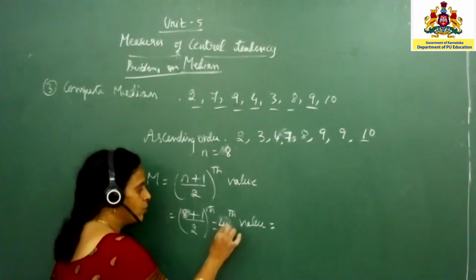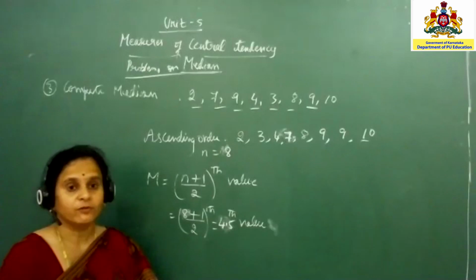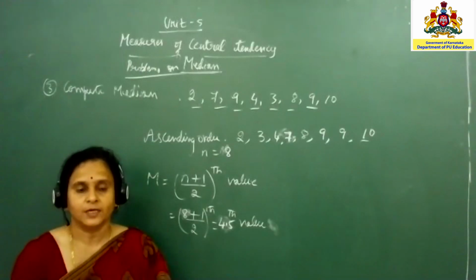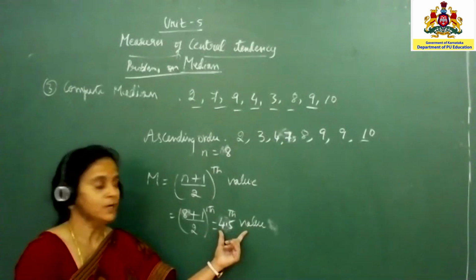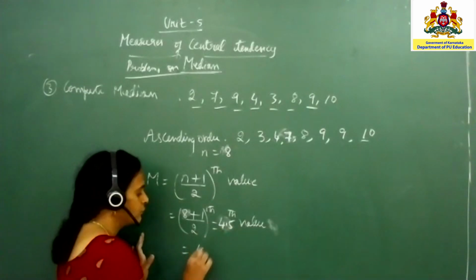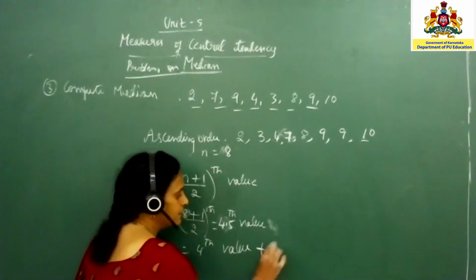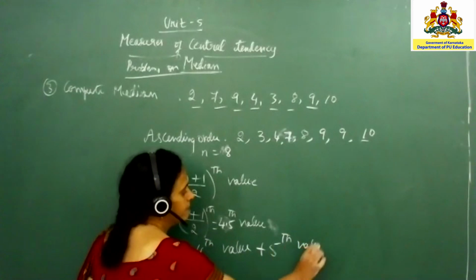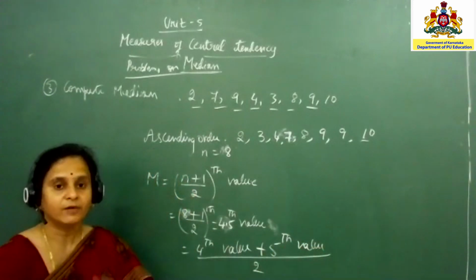It is the 4.5th value. Okay, how to get the 4.5th value? It is not the 4th, it is not the 5th. So there are ways of solving this in-between value. The simplest way, one of the ways of doing this: I'll take the 4th value plus the 5th value, and divide by 2. It's the simplest way of getting the value whenever we have an in-between.